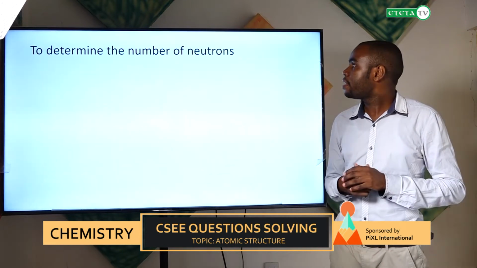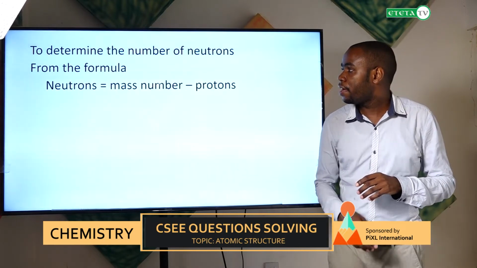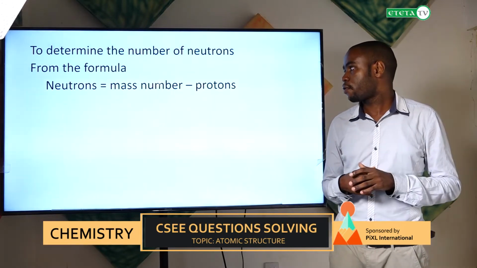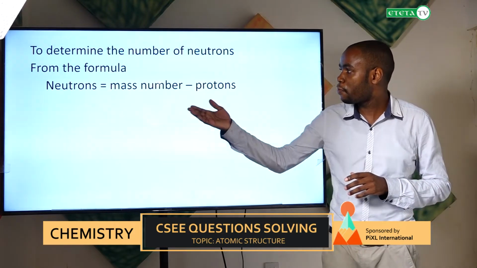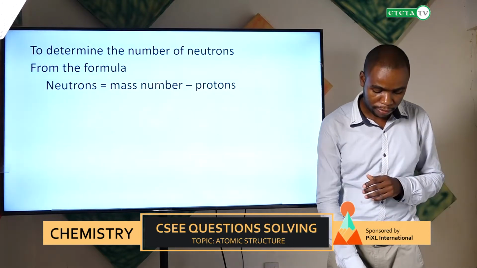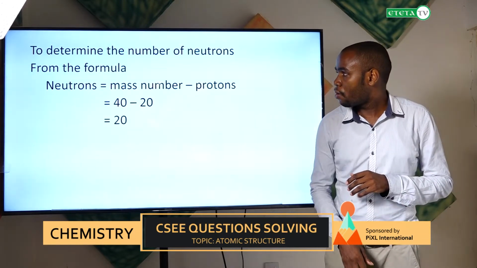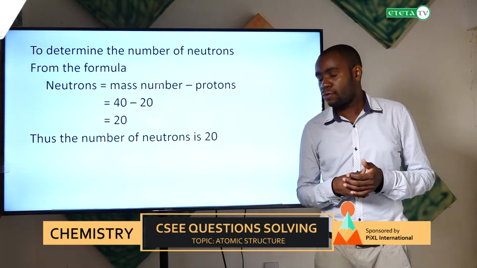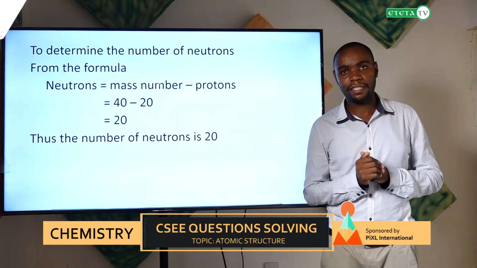Also, to determine the number of neutrons, from the formula, the number of neutrons is equal to mass number minus number of protons. You already have the number of protons, and also you have the mass number. So to obtain the number of neutrons, you take the mass number and subtract the number of protons, which is 40 minus 20. So the number of neutrons is equal to 20. So this is how you can attempt this question, students.